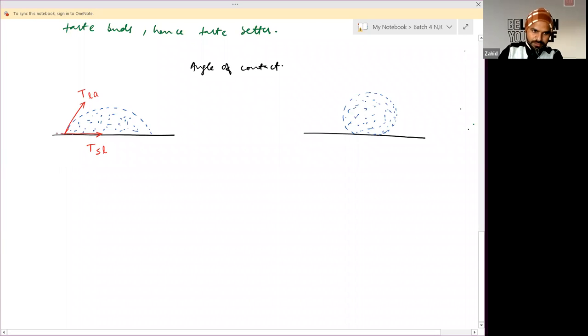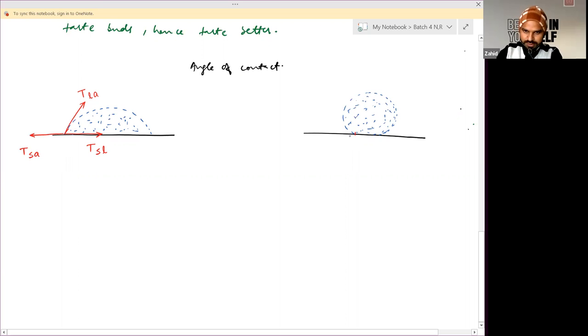And at this point, it will be between solid and air. So surface tension between solid and air. So I just defined surface tension on the basis of interacting two different media or interface of two separations.